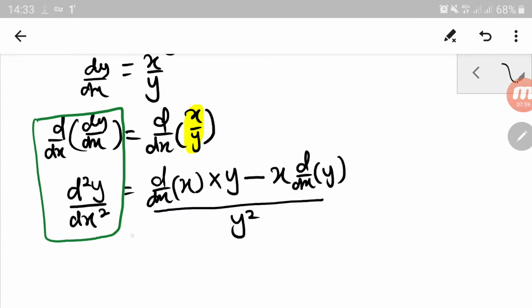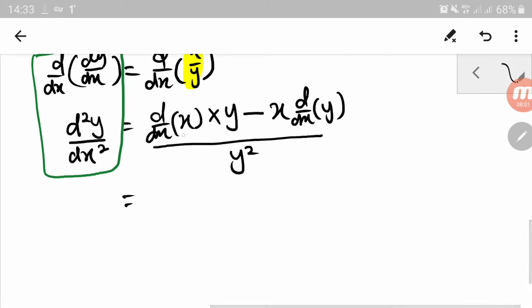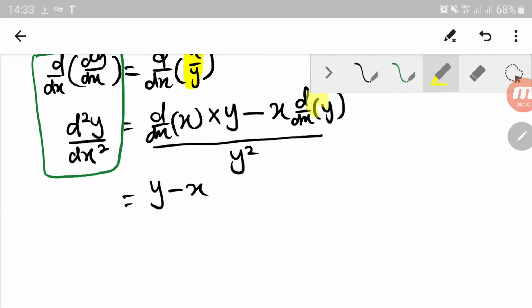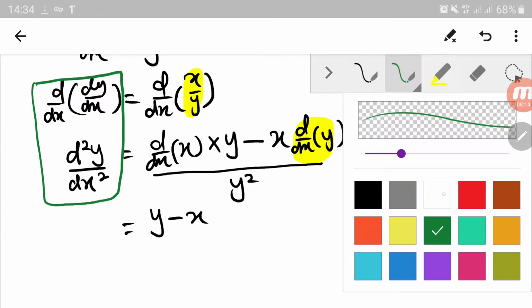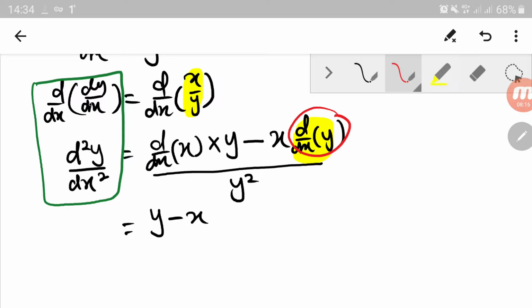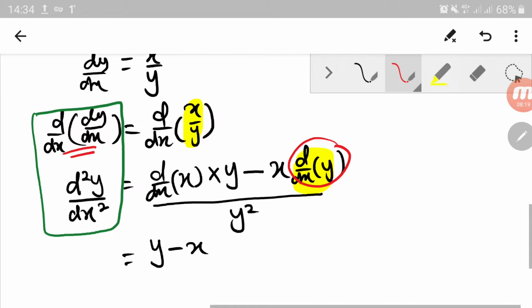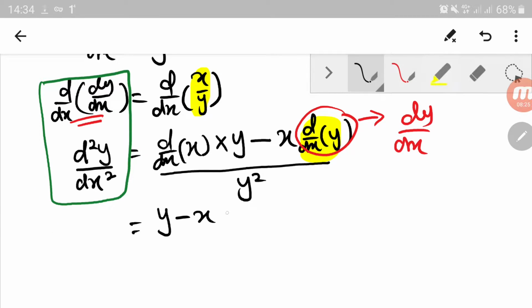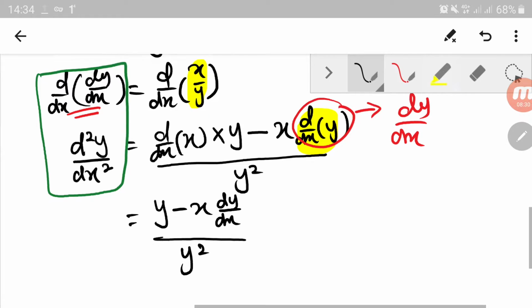Okay, so let's continue. Let's make it nice. This one, differentiate x in terms of x is 1, multiply y is y, minus x. Now this one, dy/dx, what does this equal to? More or less like this one, but a little bit different. This one equals dy/dx. Okay, so x dy/dx over y squared.